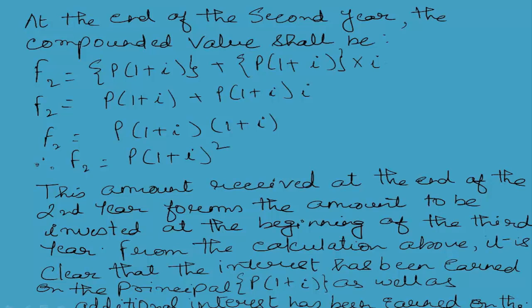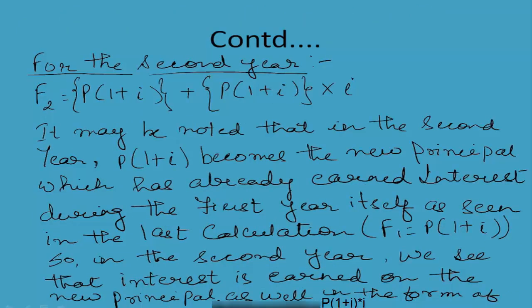Now, for the beginning of the second year, our new principal became P plus P into I. Our new principal was P within bracket (1 plus I), plus P within bracket (1 plus I) multiplied by I, wherein we saw that P(1 plus I) was the last year's principal plus interest, which becomes the new principal for the beginning of the second year. To this new principal, that is P(1 plus I), we are multiplying with I% compound interest, which is the new interest which we are getting on the original principal and the interest thereupon.